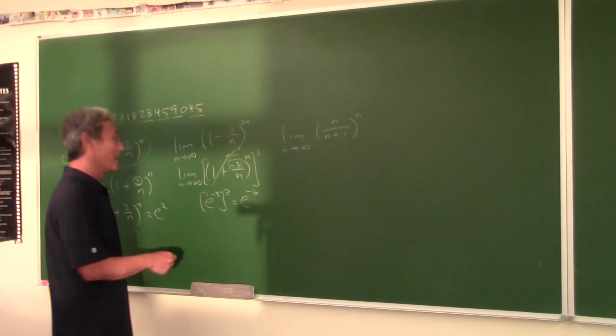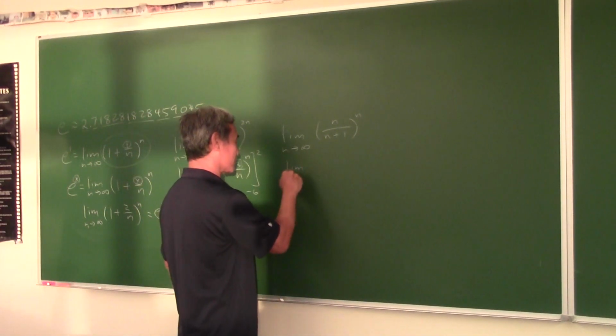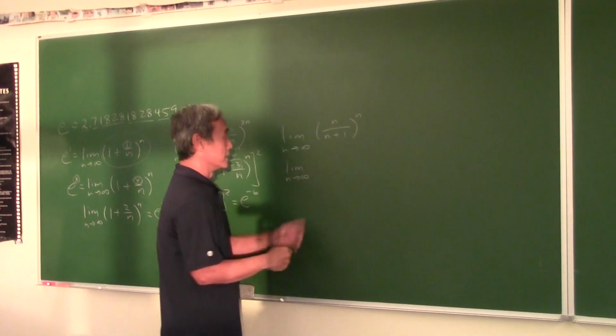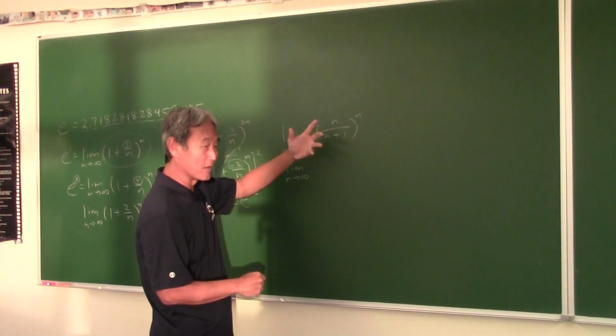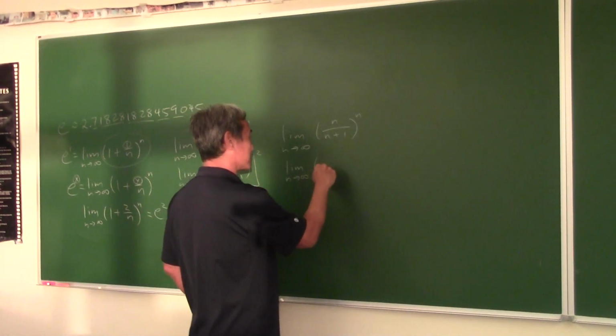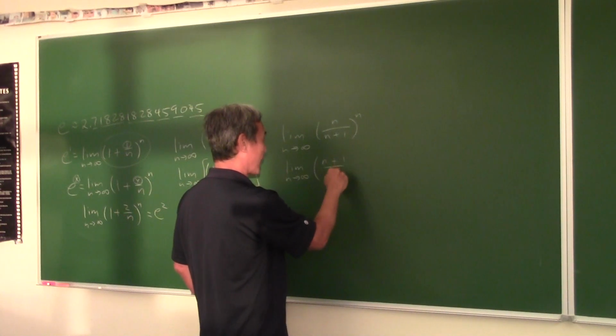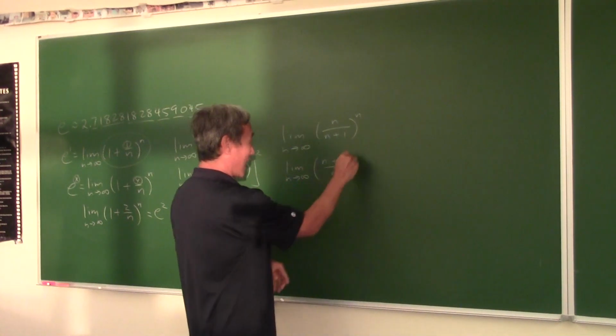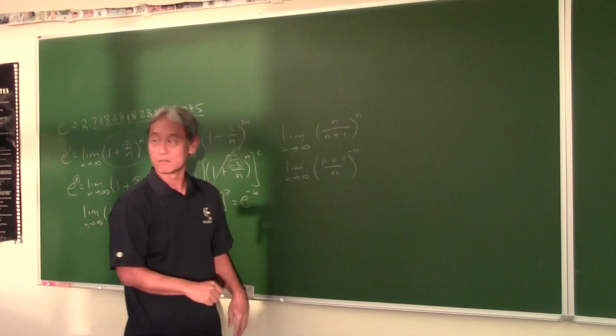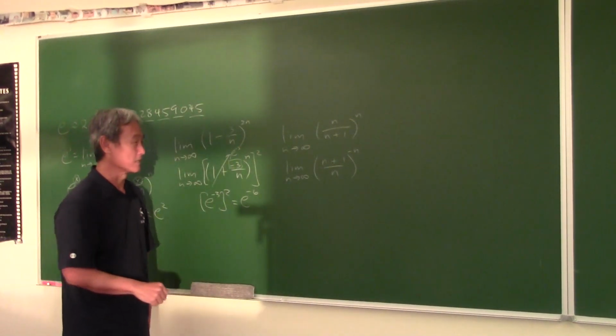Mr. Park, I can't even do anything. Yeah, you can. Sometimes what you need to do is flip it over first. Flip it over, so like this: n plus 1 over n. Can you just do that? Yeah, if you put the negative in the exponent, because negative 1 means reciprocal.